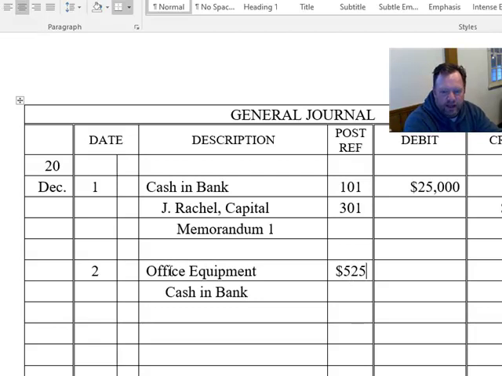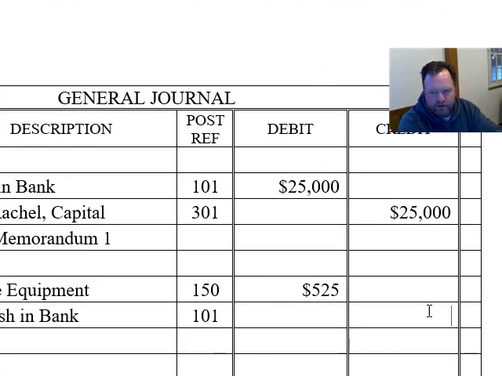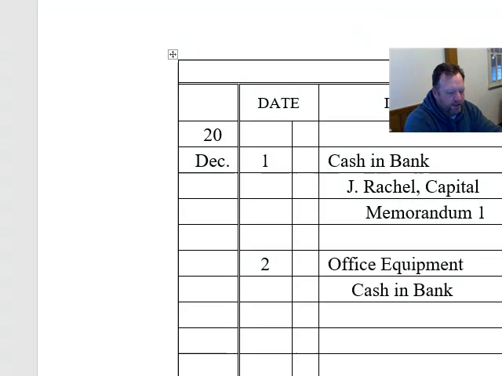Whoops, I did that all wrong, didn't I? Let's indicate the correct. Office equipment account 150, and then $525 in the debit column. Then cash and bank account is 101, and we credit it for $525. And lastly, the source document indicated for this, we wrote a sentence indicating that we wrote a check, and that was check 101. So you have a handful of sentences to go through to complete the general journal.